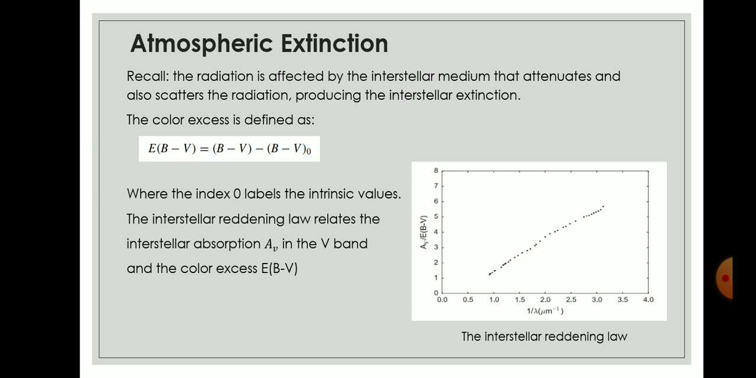Next is atmospheric extinction. So we recall the radiation is affected by the interstellar medium that attenuates and also scatters the radiation, producing the interstellar extinction. The color axis is defined as B-V equal to (B-V) minus (B-V)_0, where the index 0 labels the intrinsic values. The interstellar reddening law relates the interstellar absorption A_V in the V band and the color axis B-V. So we have here the figure of the interstellar reddening law.